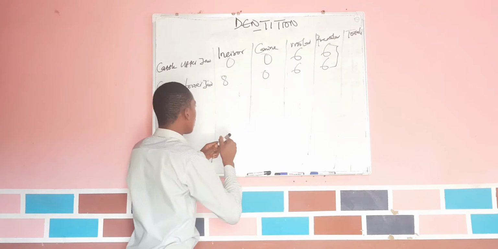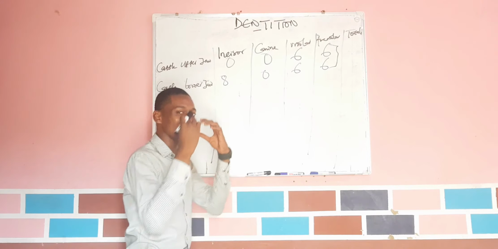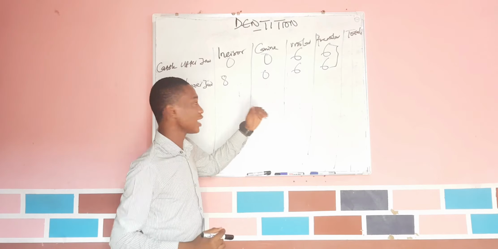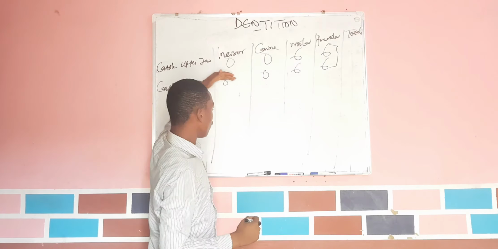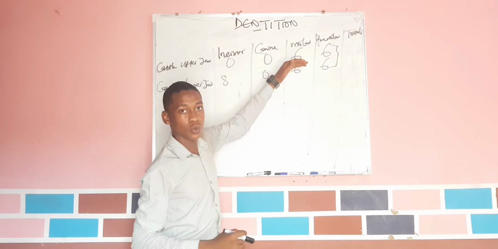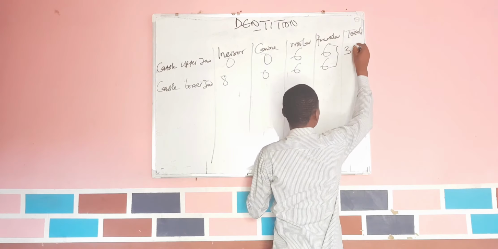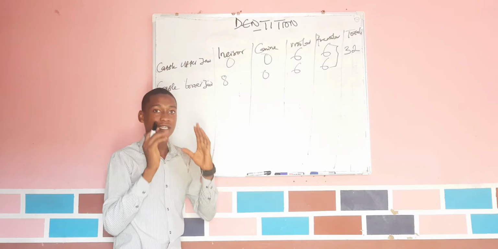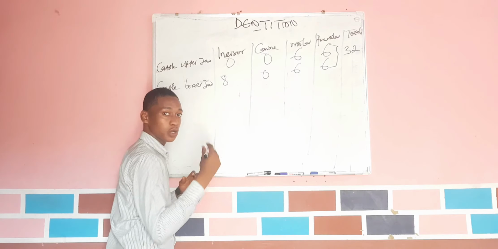Now, the total number of teeth in cattle. Remember, what I'm talking about here is permanent teeth. So for the upper jaw, we have 12. For the lower jaw, we have 12 plus 8, which is 20. 20 plus 12 is 32. So we have 32 permanent teeth in cattle. Are you getting it? Now let's go over to sheep, since it's a ruminant animal.